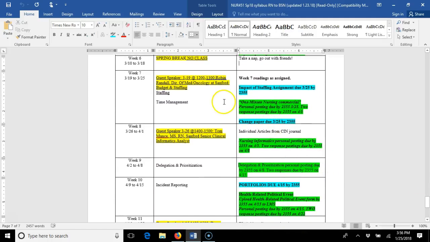Week 7, we are going to have another guest speaker talking about budgeting and staffing. So this week we will also be talking about staffing and time management.